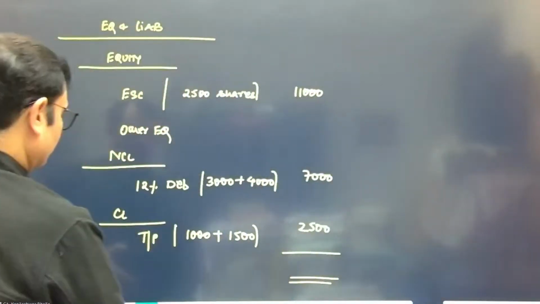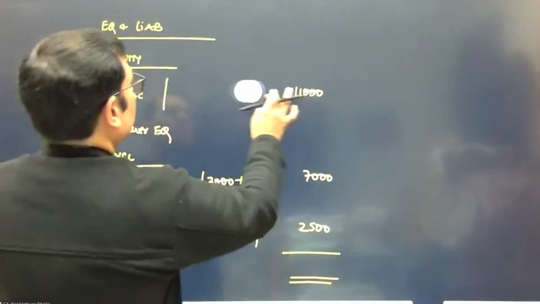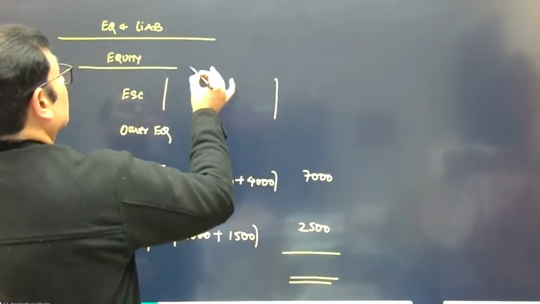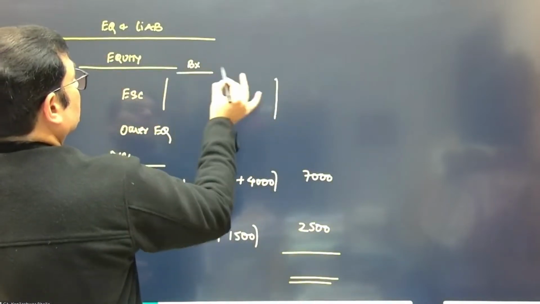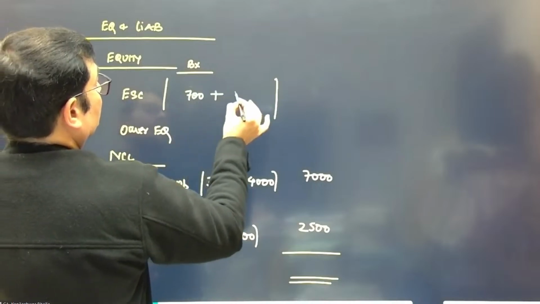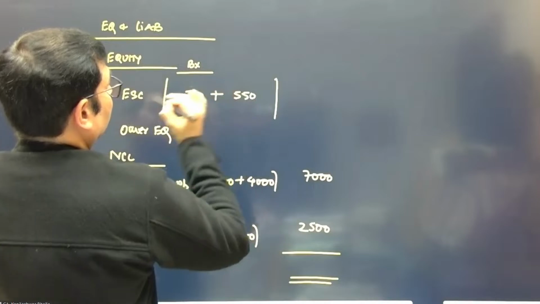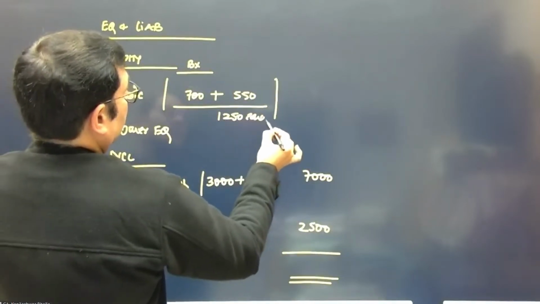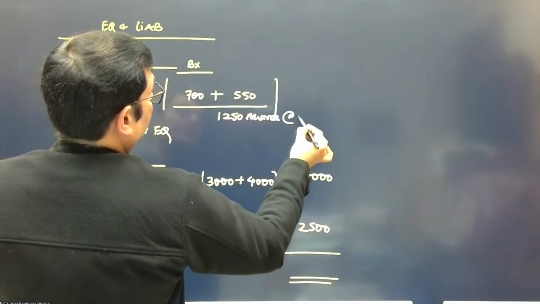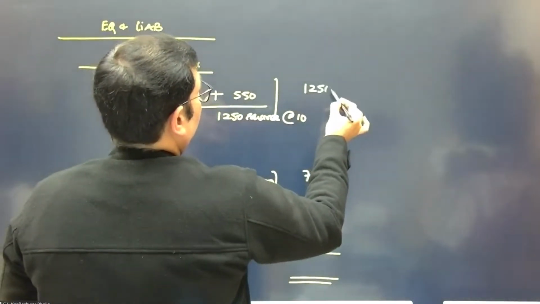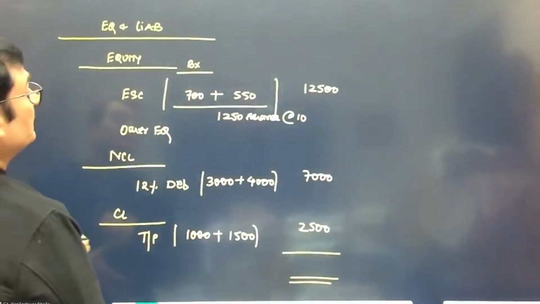So we just need to rectify this part, this number. Okay, so the number of shares of BX was how much? 700, right? Yes, sir. And the number of shares issued is 550. That makes it a total of 1,250 shares with an issue price of 20. So 10 is the face value. That works out at 12,500.